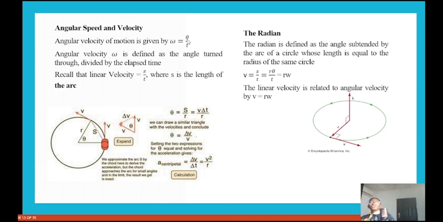Okay, don't forget you have your omega to be theta over t. We have our omega to be equal to theta over t. So having your omega to be theta over t, your velocity normally is s over t, distance over time. And you have that theta, which is this theta, is equal to s, which is the length of the arc, over r.